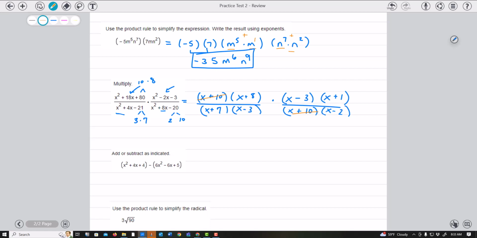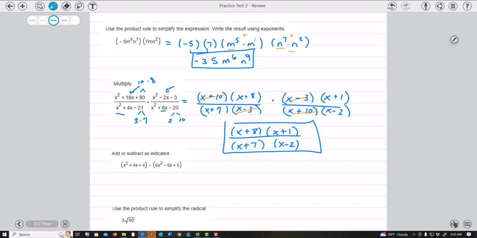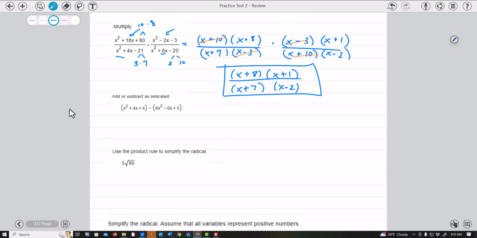So when you're factoring, factor the easy ones, I think the first one was probably the easier one, and then start looking at things that could cancel. And so it looks like I have an x plus 8, an x plus 1, an x plus 7, an x minus 2, and nothing else will cancel. So x plus 8, x plus 1, all over x plus 7 and x minus 2, and that is my final answer.